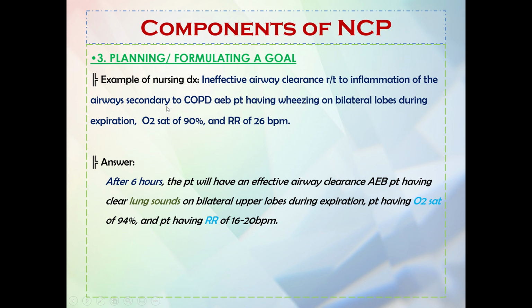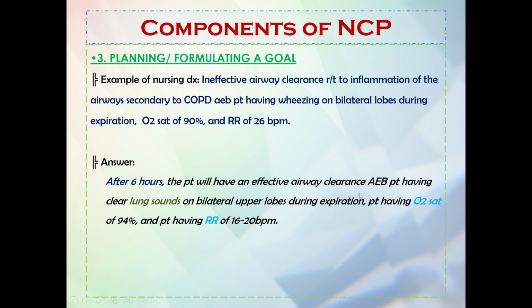Papaano? As evidenced by, kung siya ay may wheezing on bilateral lobes, ang gusto natin, maging clear yung kanyang lung sounds on bilateral upper lobes. And then, yung kanyang oxygen saturation from 90%, ang gusto natin, tumaas siya, maging normal siya, at least maging 94% man lang. Okay, and then yung RR, from 26, gusto natin maging normal from 16 to 20 breaths per minute. So, again, tignan nyo if pasok siya sa criteria na SMART.